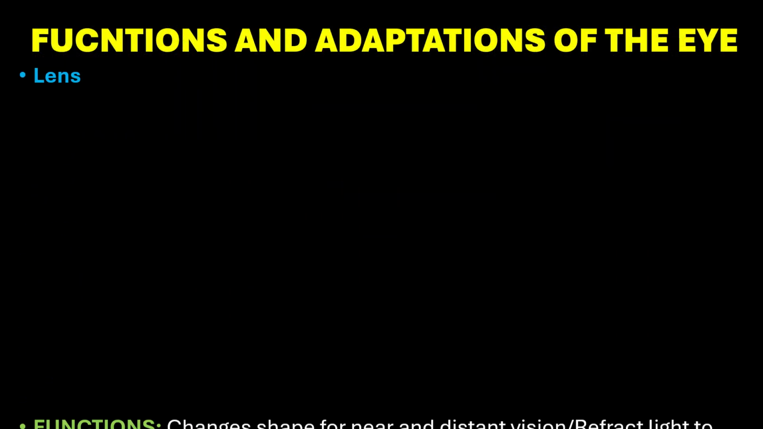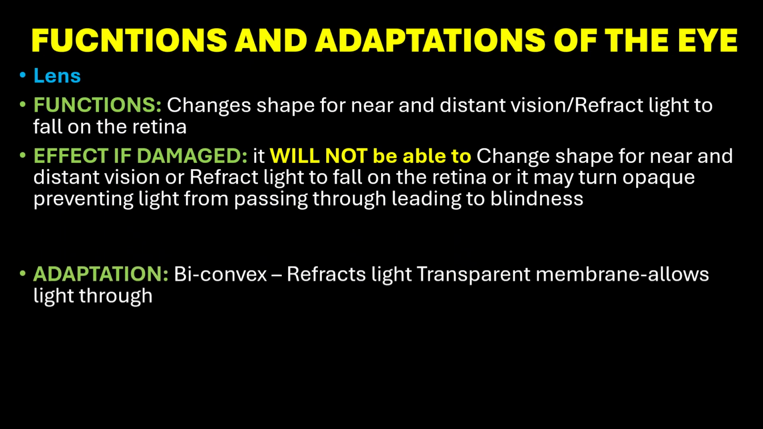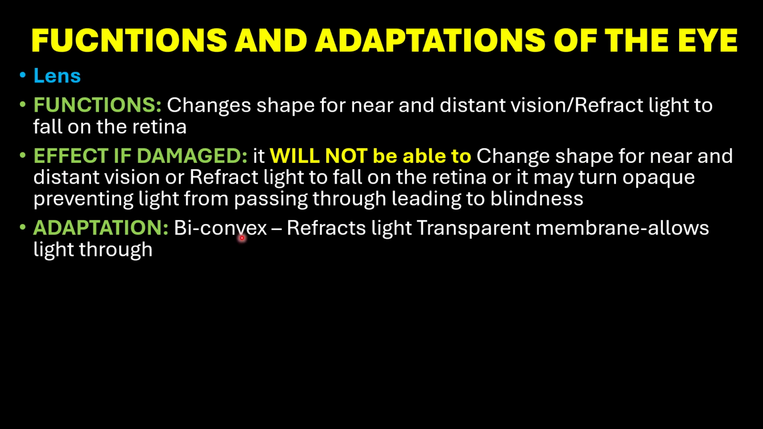So we've already looked at the functions and adaptations of the eye, and we have to know that to explain the consequence of a damaged part. All you need to know are the functions of that part, and then you insert the words "will not be able to." That's the phrase to put in. Once you put in the phrase, you have explained the consequence.